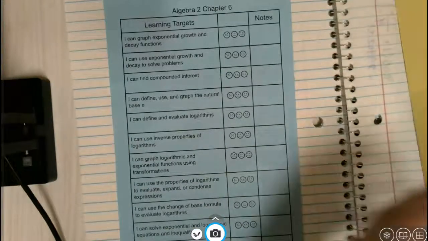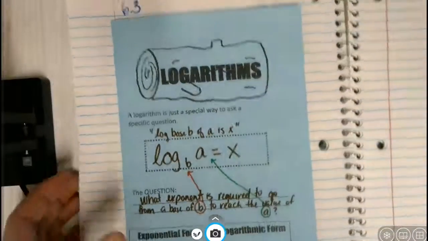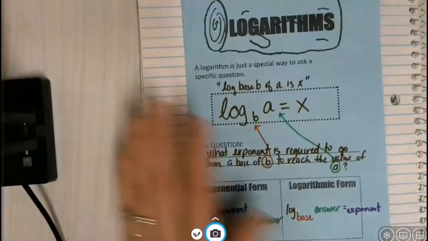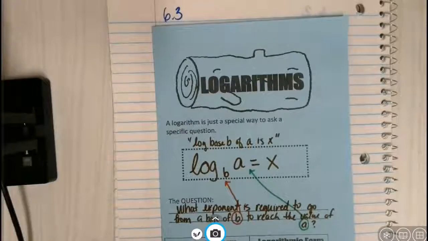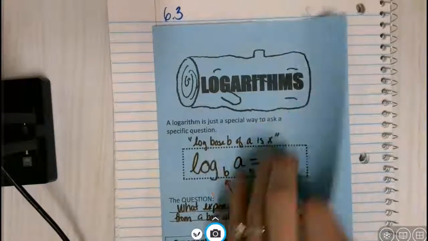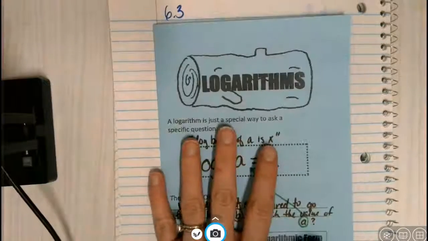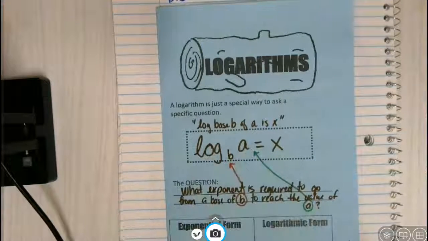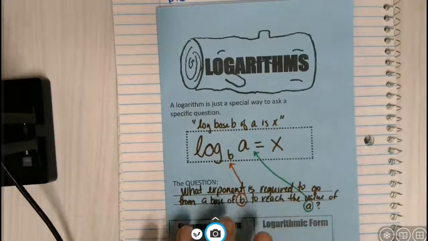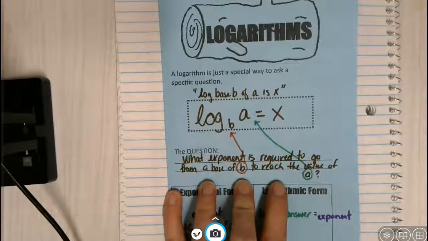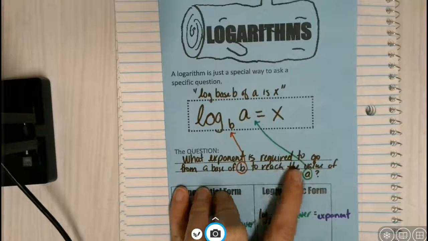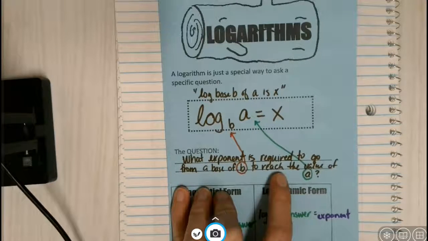On your next page in your notebook, we're going to use this page to start with logarithms. We'll be filling out some notes in here, and then you have some practice problems to work on inside. Here's the question that we're going to say for logarithms. That's really just what it is: we're asking a specific question. The question is, what exponent is required to go from a base of b to reach the value of a?